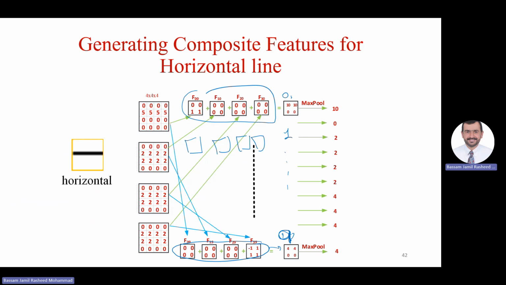Okay, applying maximum pooling. Notice that if I apply maximum pooling here, I get a 10. Maximum pooling here, I get a 4. So I'm gonna get at the end 10 numbers representing the features that I started with the input image.